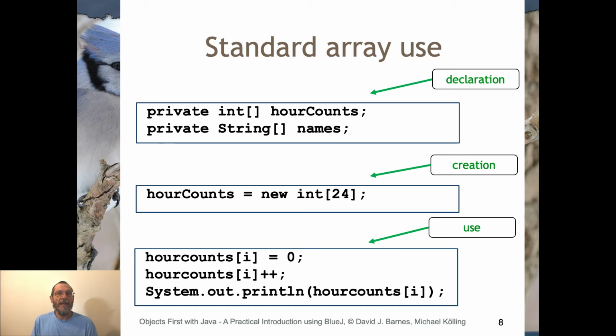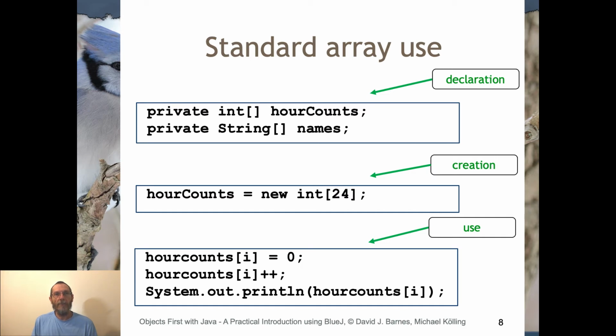So here are some of the standard ways in which we use arrays. We've got the hourCounts declaration. For comparison, we've also got the declaration of a variable called names, which is going to be used to refer to an array of string objects. And it's important to bear in mind that in both cases, when we declare an array variable, or indeed any class variable, we don't actually have an array object at that point. There's a separate step required in order to create the object.